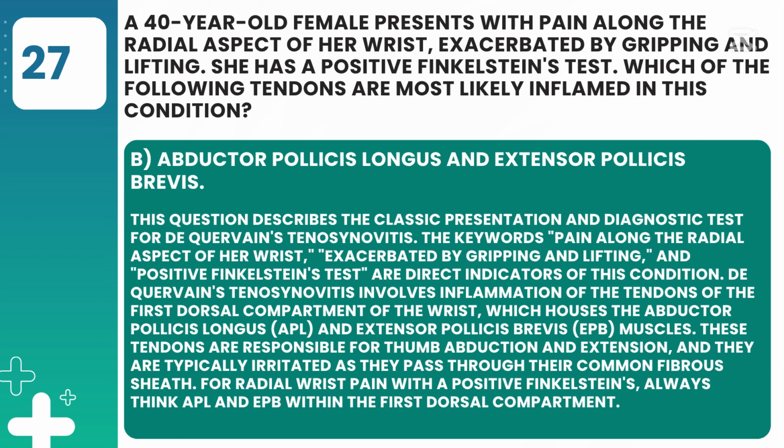De Quervain's tenosynovitis involves inflammation of the tendons of the first dorsal compartment of the wrist, which houses the abductor pollicis longus, APL, and extensor pollicis brevis, EPB, muscles. These tendons are responsible for thumb abduction and extension, and they are typically irritated as they pass through their common fibrous sheath. For radial wrist pain with a positive Finkelstein's, always think APL and EPB within the first dorsal compartment.